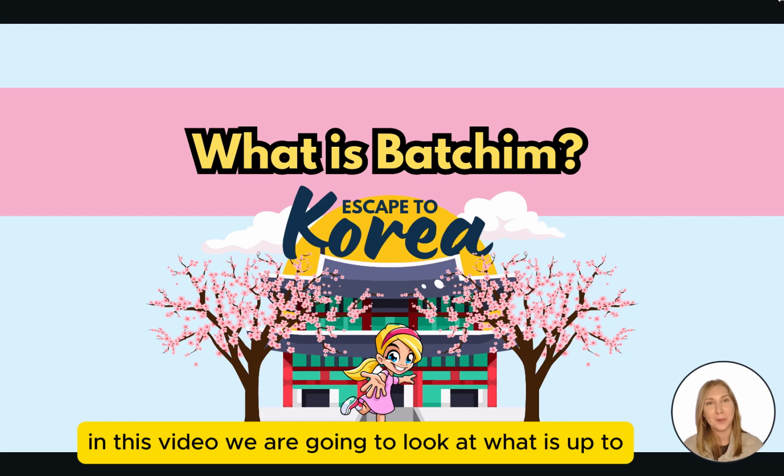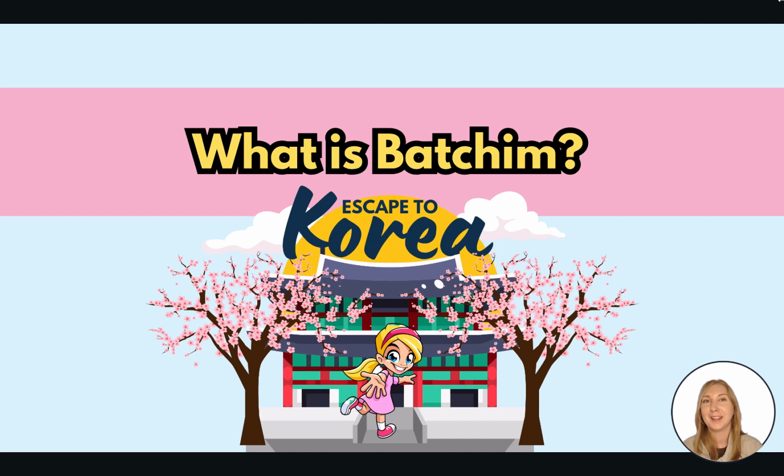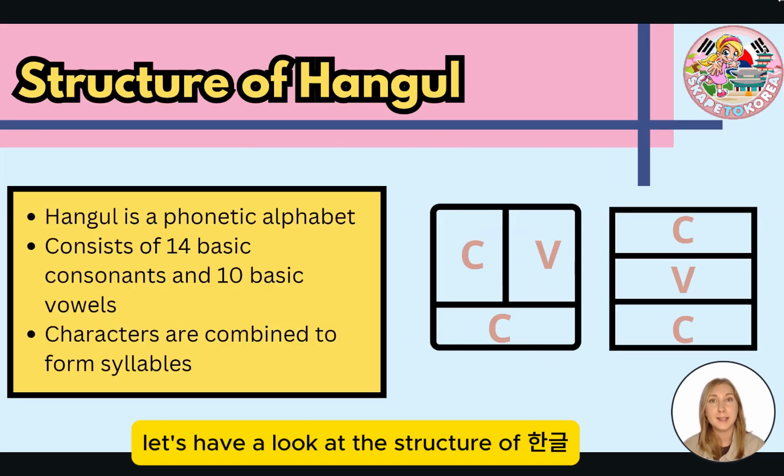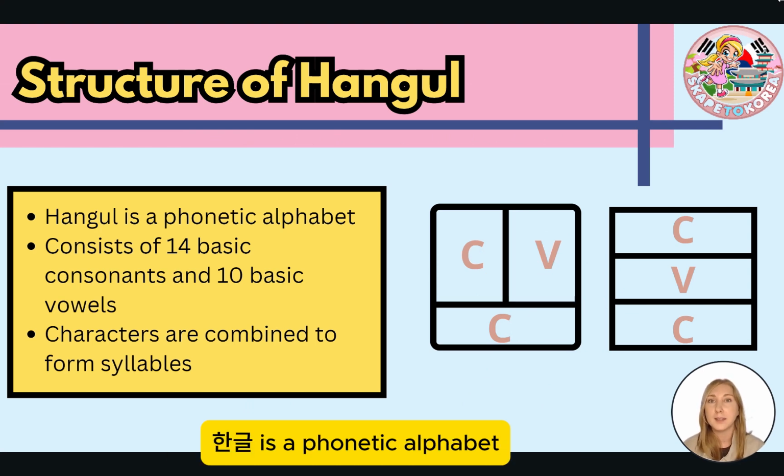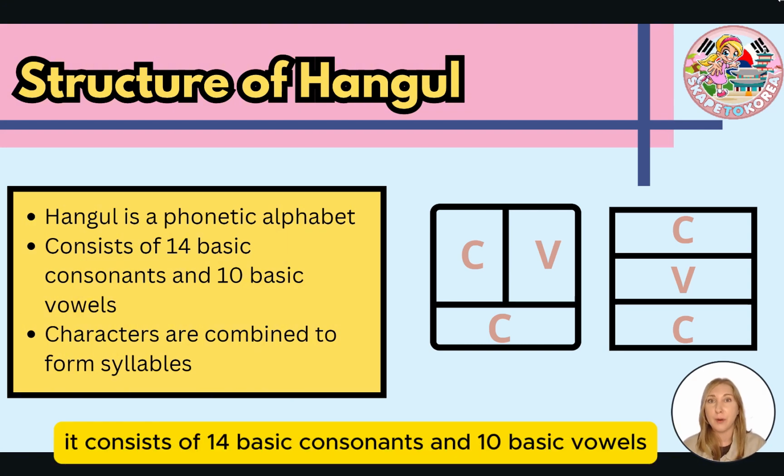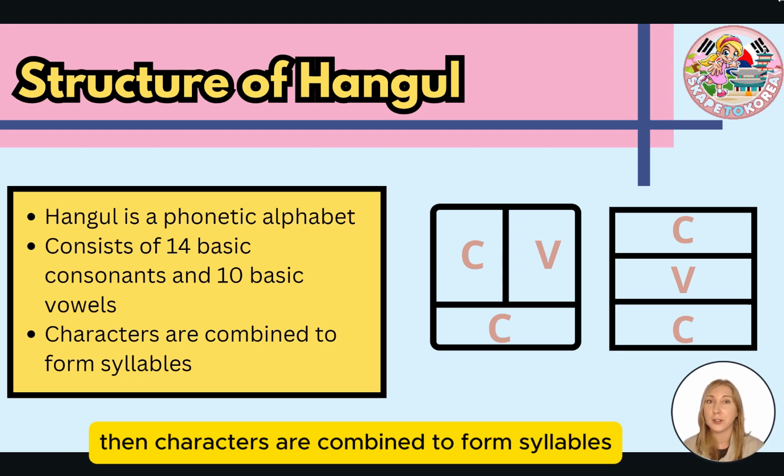In this video, we are going to look at what is Batchim. So let's get started. Firstly, let's have a look at the structure of Hangul. Hangul is a phonetic alphabet. It consists of 14 basic consonants and 10 basic vowels. Then characters are combined to form syllables.